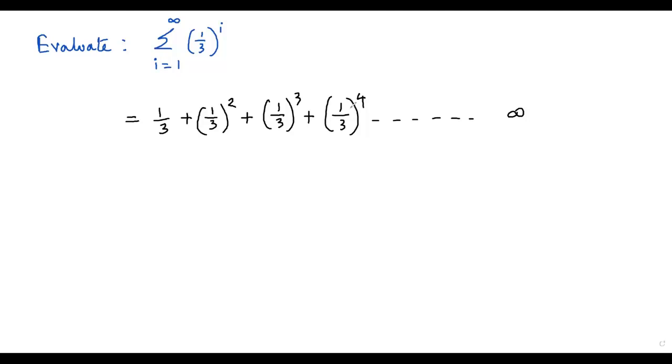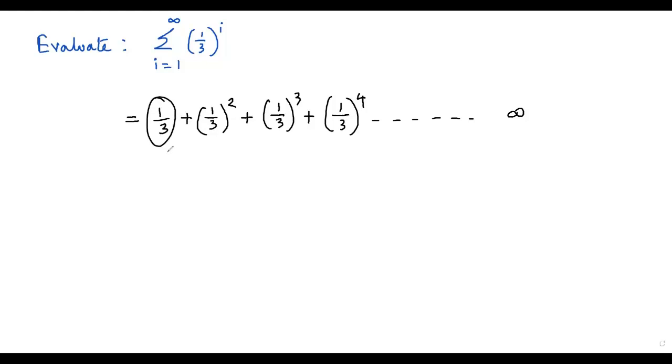So here I've added all the terms because we have summation. Now we have to evaluate this infinite series. For that, I have to identify the type of series we have here. It's very simple to identify this series because each term is multiplied by 1/3 to generate the next term. Look at the first term, 1/3.